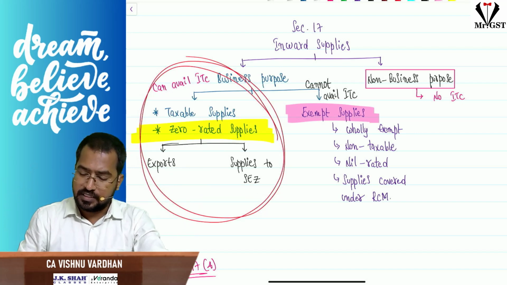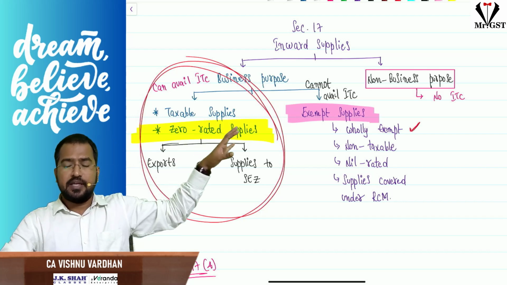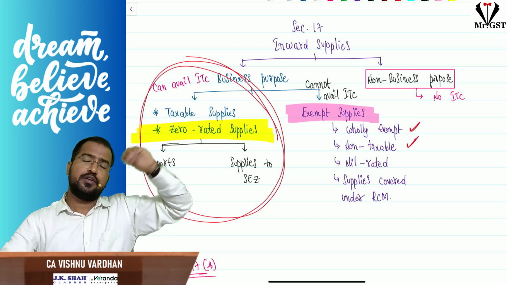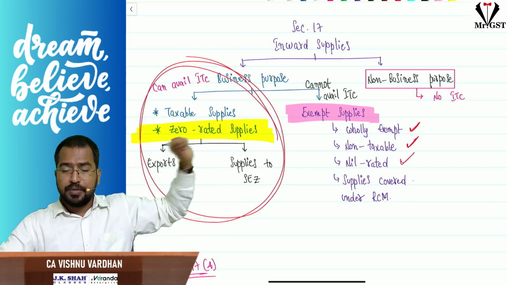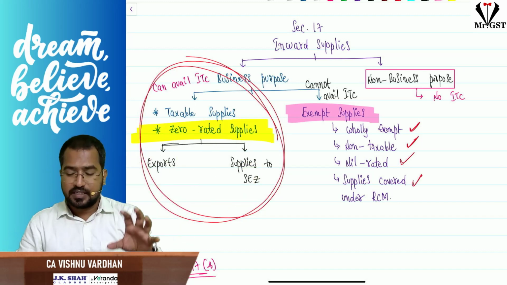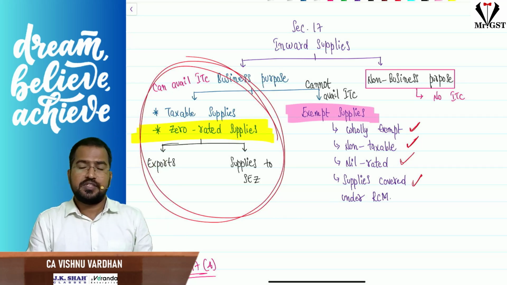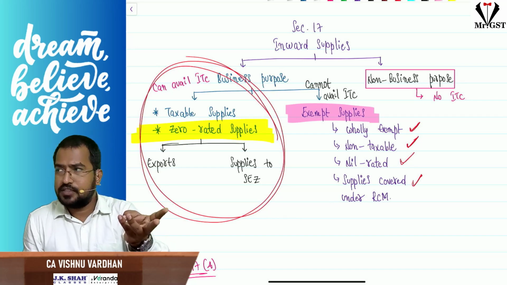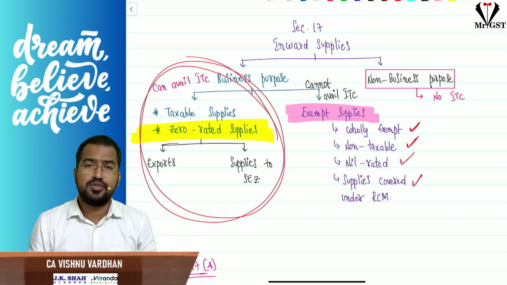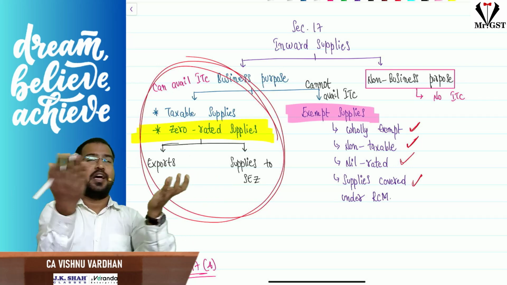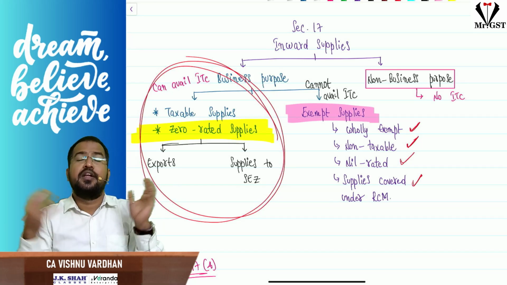So if you are purchasing certain things for making wholly exempt supplies, I am buying something to make exempt supplies, I am buying something to make non-taxable supplies, I am buying something to make nil rated supplies, I am buying something to make RCM supplies. So please understand here, all these are called exempt supplies for the purpose of 17 subsection 2. That means if it is wholly exempt, or non-taxable, or nil rated, or a supply covered under RCM, if I am making these supplies, I will not have any output tax in my hand.